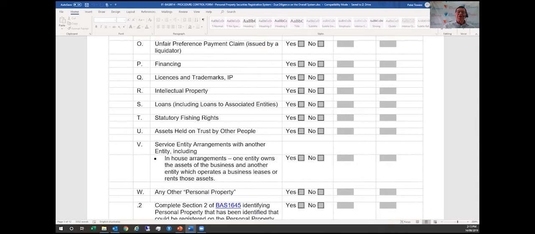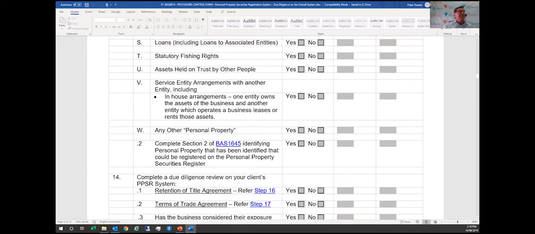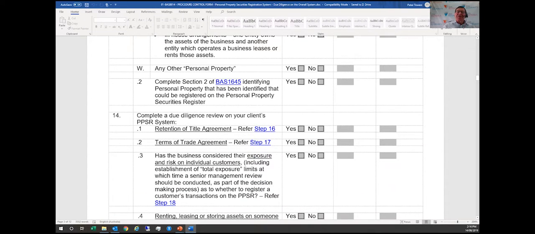Assets held on trust by other people. I often think about superannuation fund trustees who have stored works of art and other valuable investment articles on someone else's property. Are they following through and registering those assets on the Personal Property Securities Register? So that's the main thrust of BAS 1645, which we'll have a look at in more detail shortly.